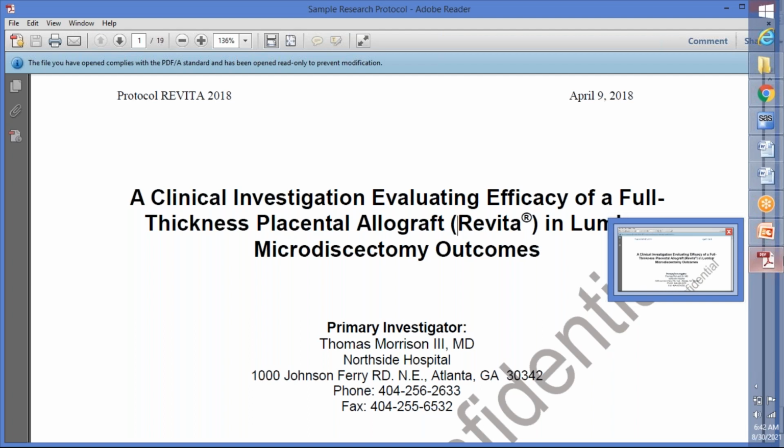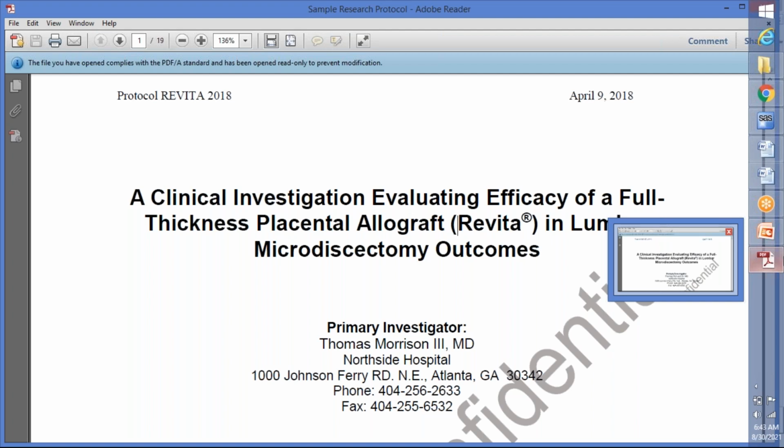Every protocol will have background details. Every protocol will have a title. So now you understand the title, right? Efficacy of full thickness placental allograft. So what is placental allograft? It's a tissue-based product. Revita is the registered name. Okay. And in lumbar microdiscectomy, outcomes.